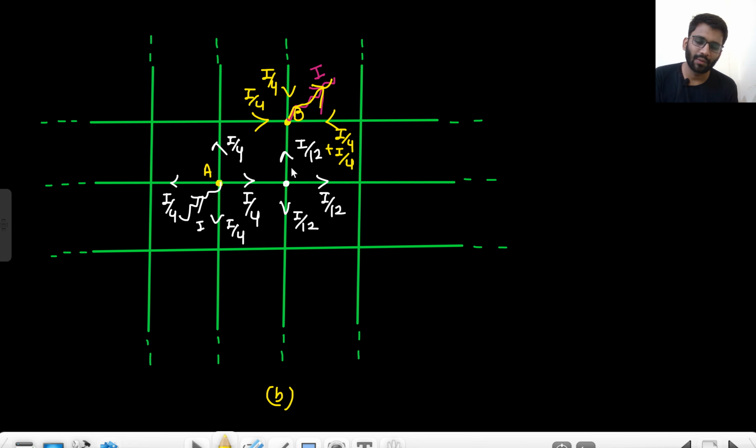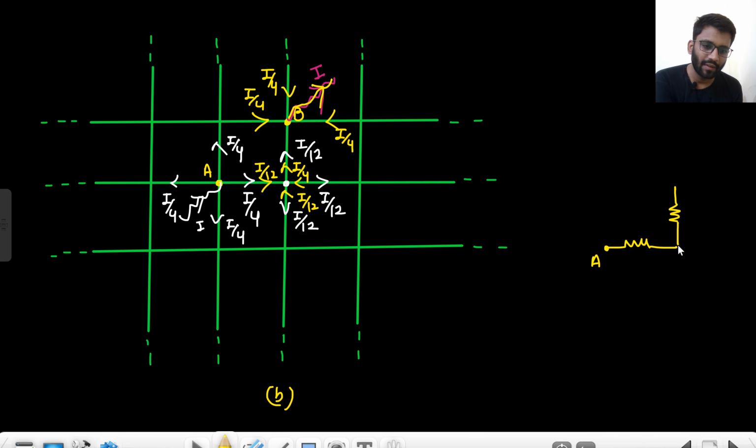Okay. Now I think I can write it down like this, I by 4. Now if I by 4 is coming, that means it would have been coming from 3 different paths like this, right? So I by 12 would be coming here, and I by 12, and this would also be I by 12. So basically this is point A, then you have a resistance, then you have this point, and this is B, right? In this resistance you have I by 4 plus I by 12 current.